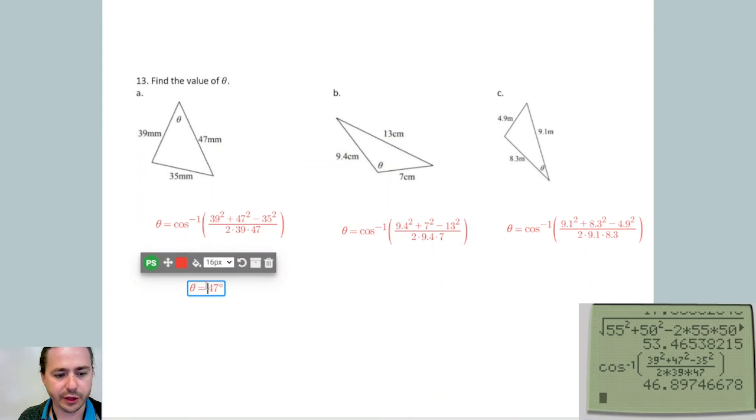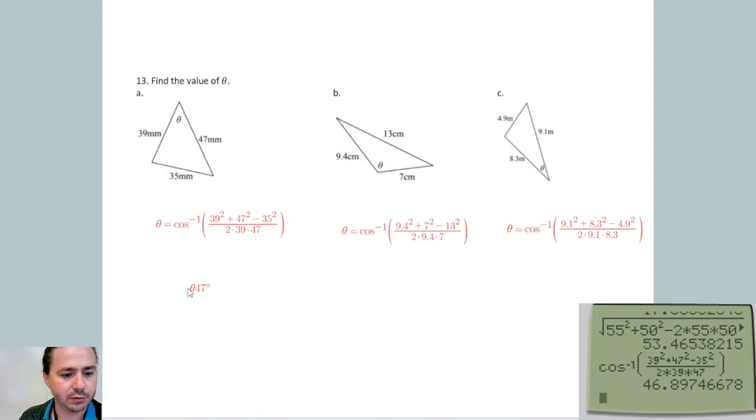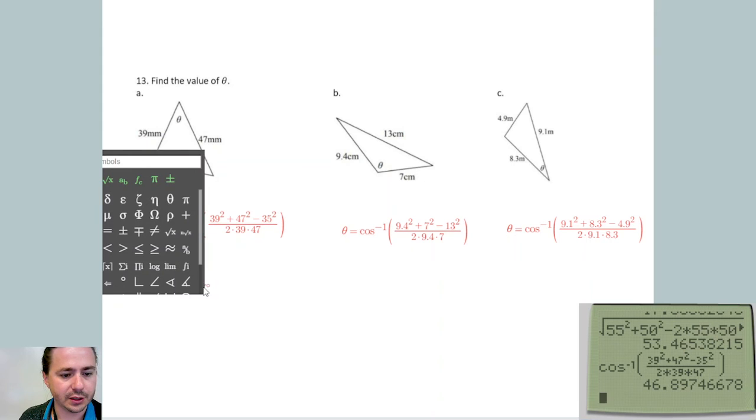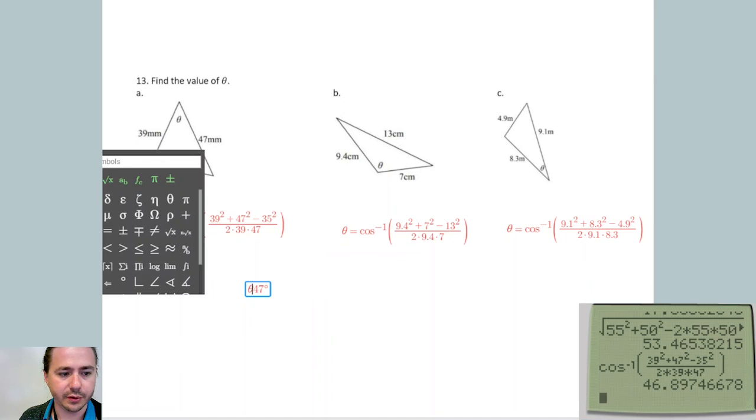Okay, so wait, I thought I switched that. What? Do I click on it again? Oh boy. This is way harder than it should be. Come on, just stick that in there. Okay, there we go.